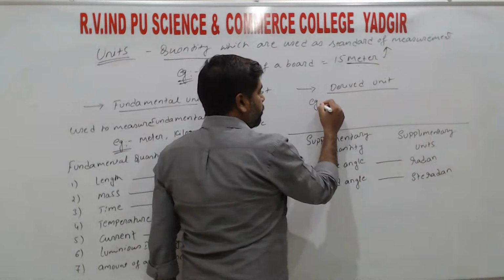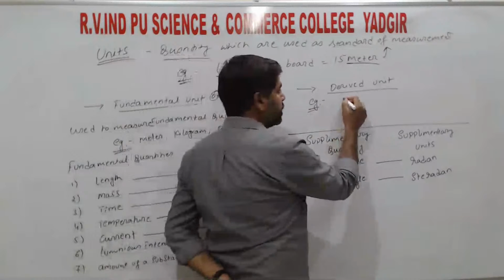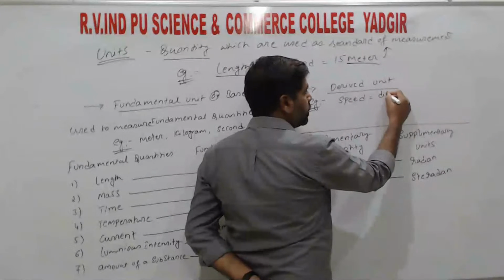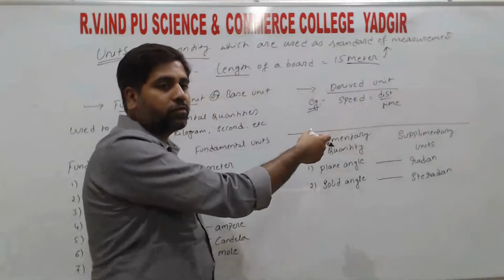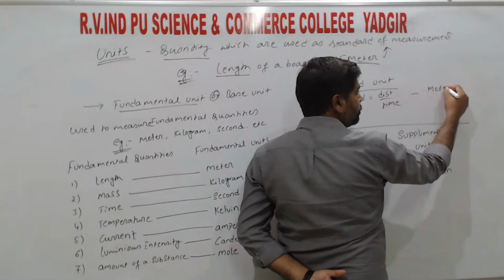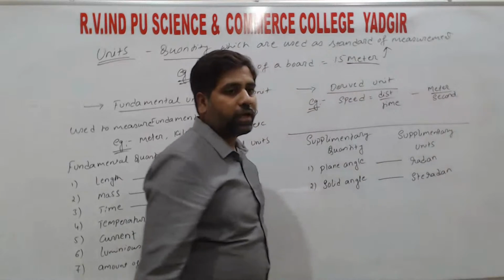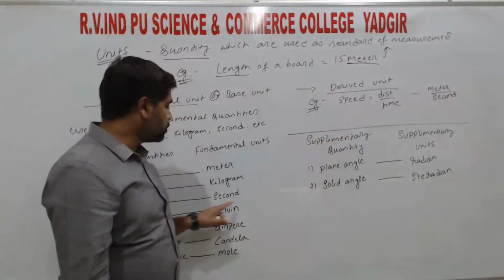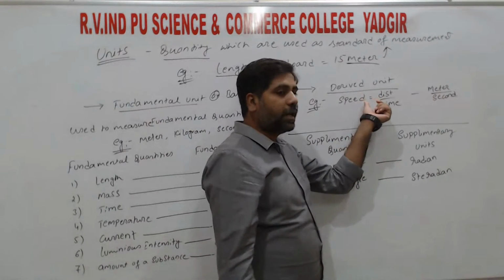So examples for the derived units. If we take an example for a derived quantity, speed, right? So speed is equal to distance by time. So speed is a derived quantity. So to measure the speed, the derived unit is meter per second. So here if you observe, meter is the fundamental unit. Second is also the fundamental unit. So by using the fundamental units, we are going to define the derived unit, right?